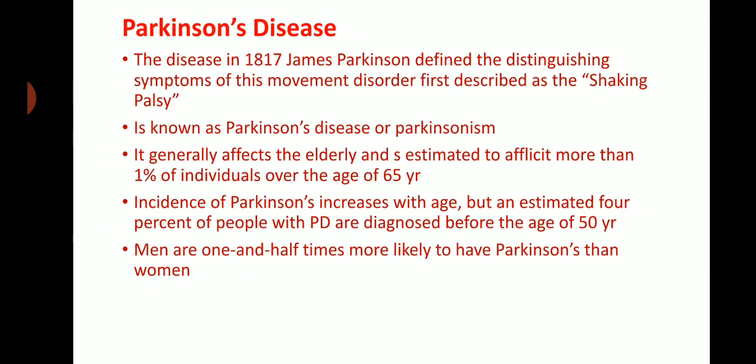Above age 65 years, 1% of the population will have Parkinson disease. The incidence of Parkinson increases with age, but an estimated 4% of people with Parkinson disease are diagnosed before 50 years. Men are 1.5 times more likely to have Parkinson than women.